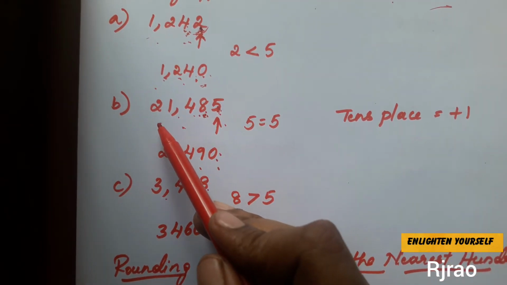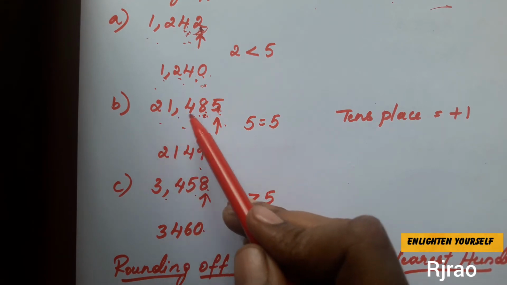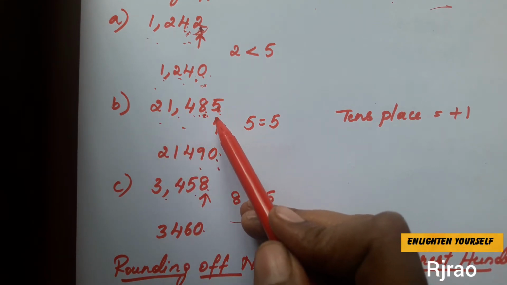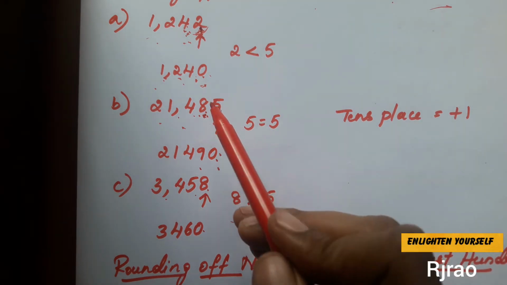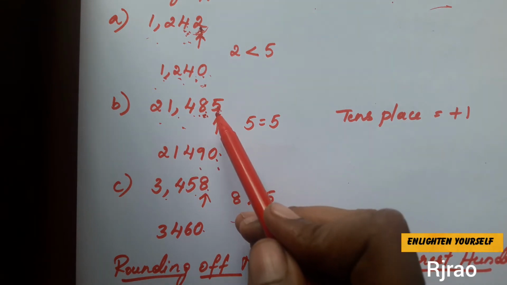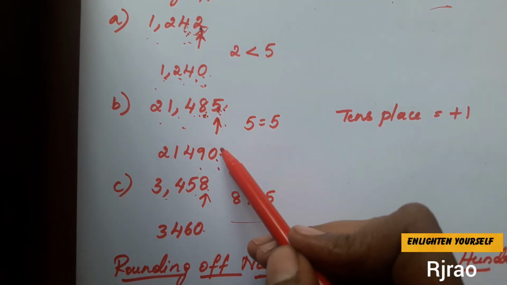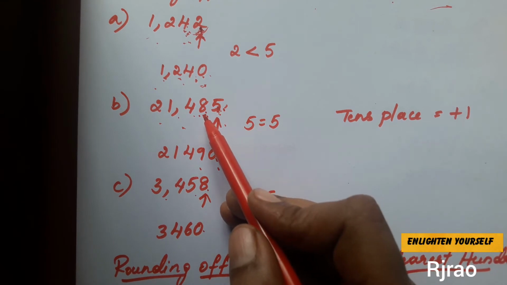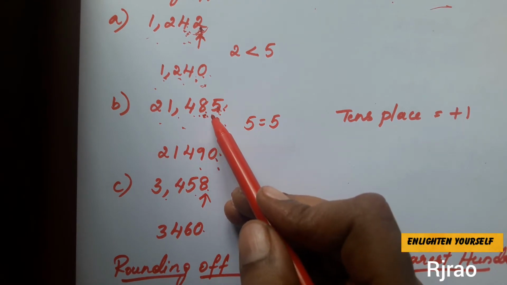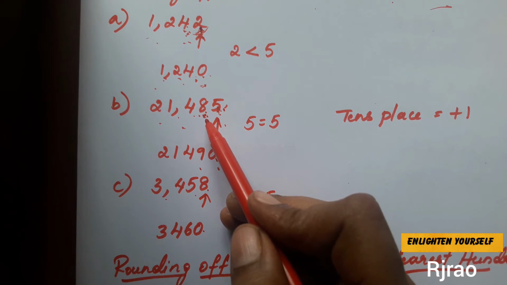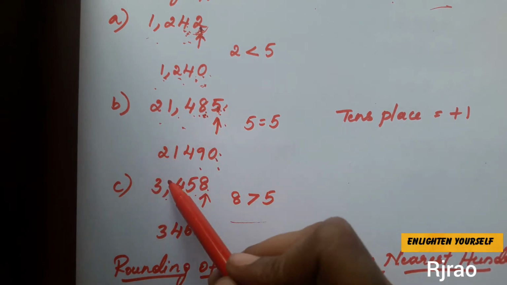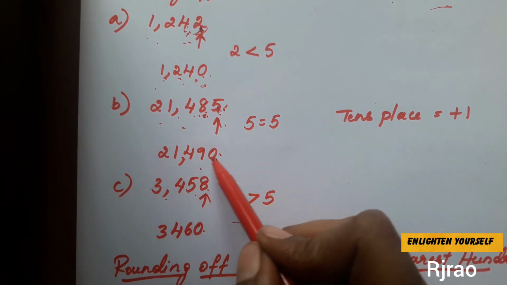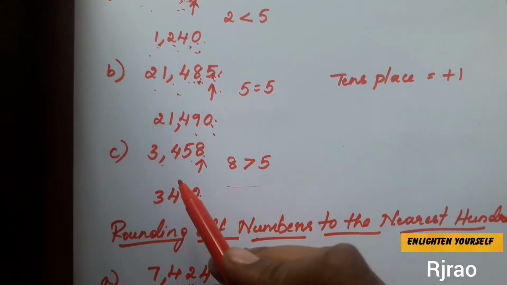Similarly, the second one, 21,485. Here also we see the digit in the ones place, and it is equal to 5. If it is equal to 5 or greater than 5, then we round off the ones place to 0, but the digit in the tens place we add plus 1 to. That means this 8 will become 9, so it becomes 21,490.